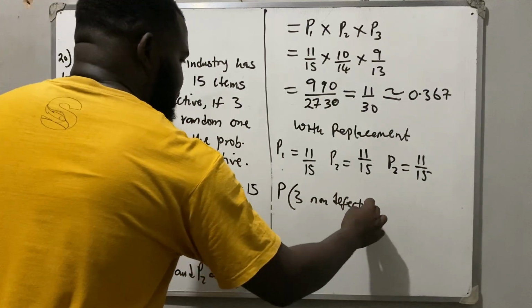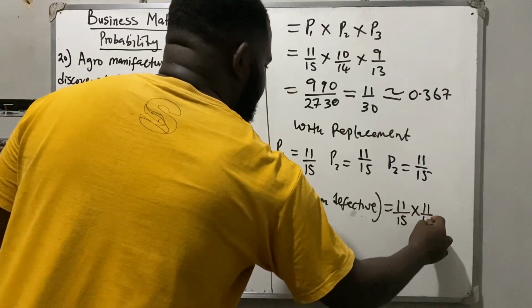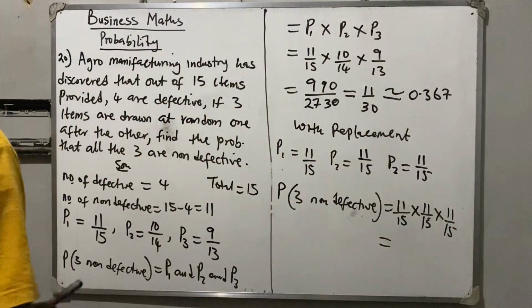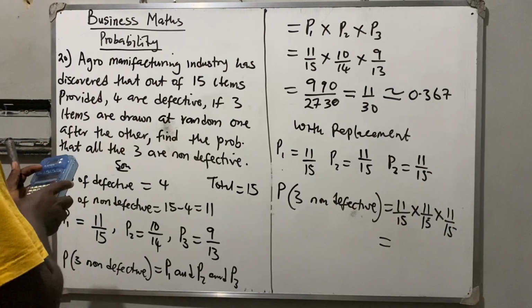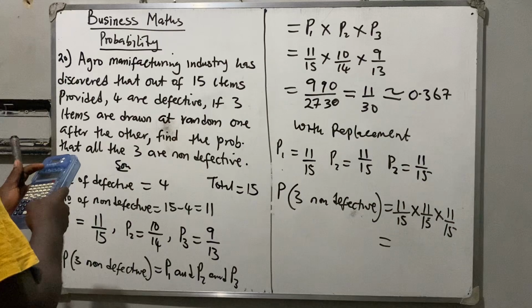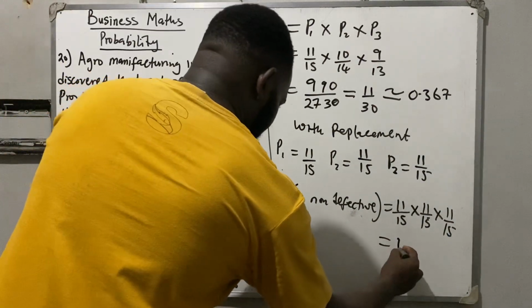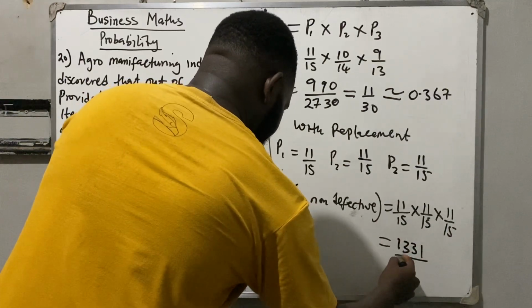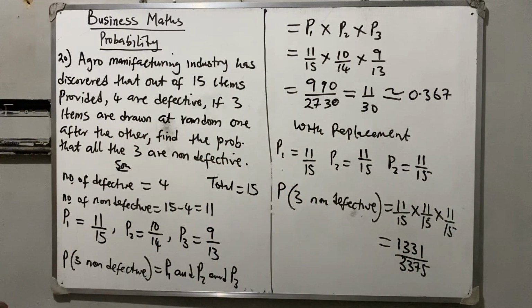So the probability of 3 non-defective will be 11 over 15 times 11 over 15 times 11 over 15, that is 11 divided by 15, raised to power 3. So I'm going to have 1331 over 3375. As simple as that. So that is that. I'm going to pause this video to write the next question.